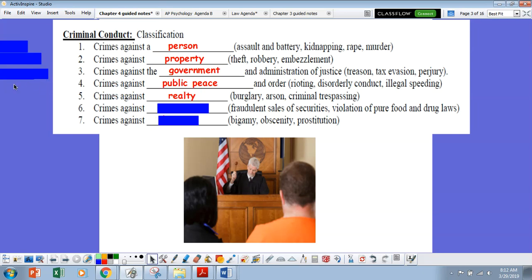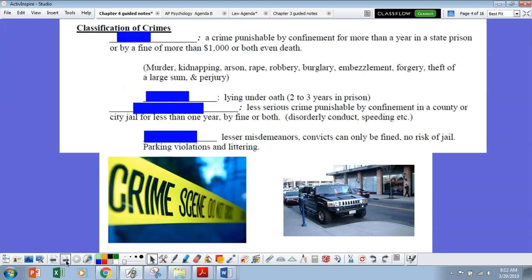Crimes against realty: burglary, arson, criminal trespassing. Crimes against consumers, that would be fraudulent sales of securities, like selling fake stocks, violation of the Pure Food and Drug Act. And then finally, crimes against decency, things like bigamy, obscenity, prostitution. So when we talk about criminal offenses, they typically fall into one of those 7 categories.